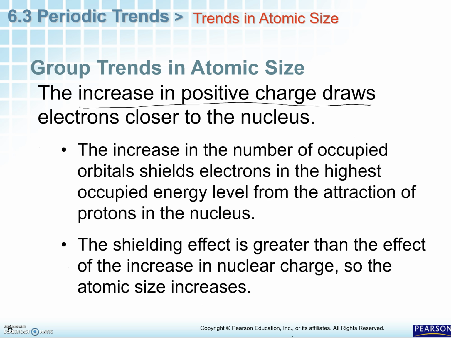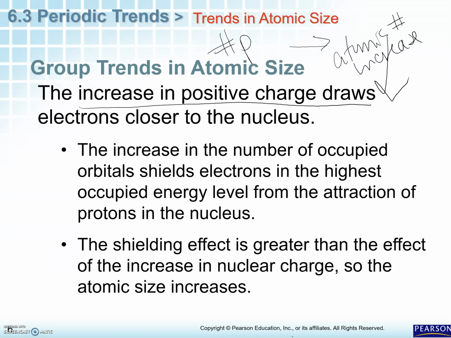So the reason for this increase as you go from top to bottom is there is an increase in positive charge. Now remember, as you go from the top of our periodic table down to the bottom, your atomic number is going to increase. And that atomic number is telling you the number of your protons. So all of those things are telling you that your positive charge is going to get bigger and bigger.